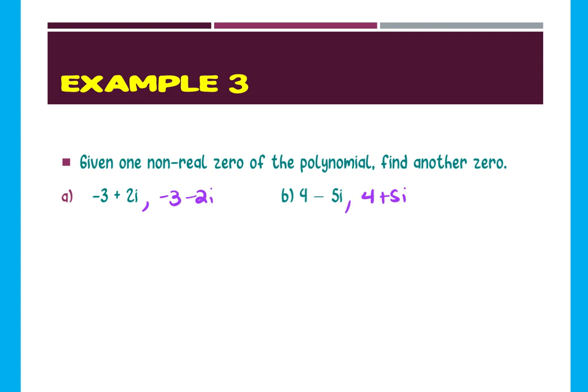So the question came up, what if I got 5i as a non-real root? Then my other non-real root would be -5i. And if you just had i, it'd be i and -i. Yep.